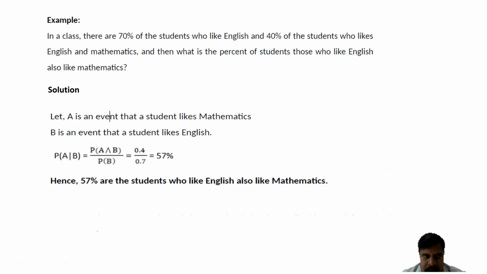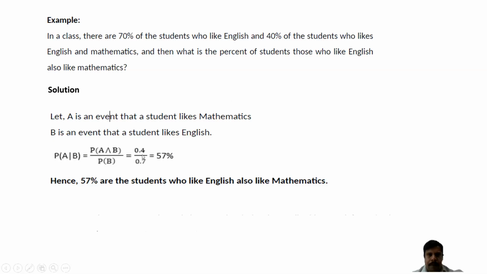In a class, there are 70% students who like English and 40% of students who like English and mathematics. What is the percentage of students who like English that also like mathematics? So let us take that there are two cases. First case is A, students who like English only, 70%. And second case is the students who like English and mathematics, 40%.